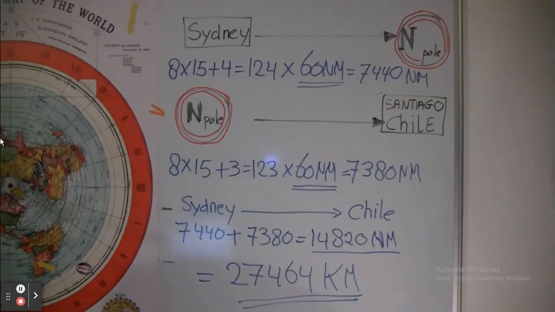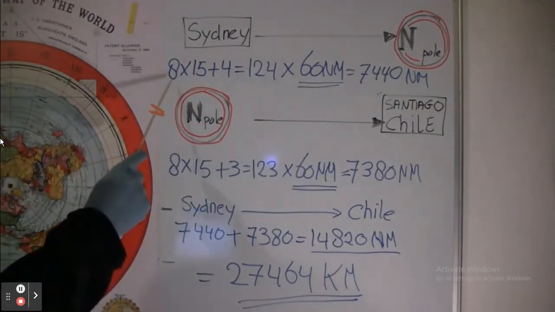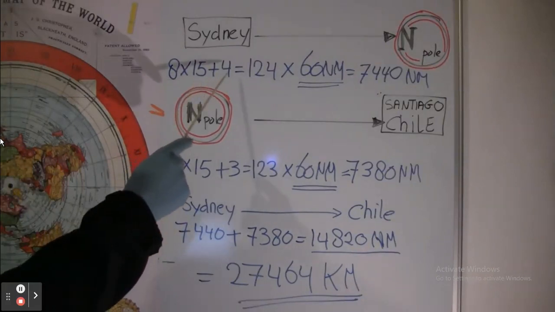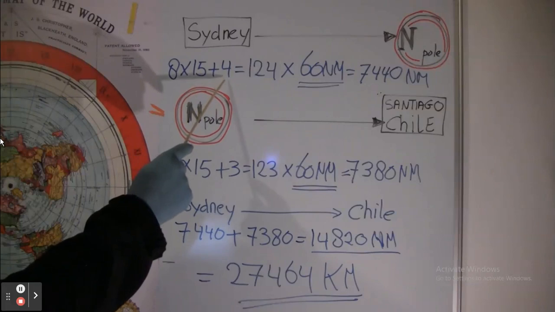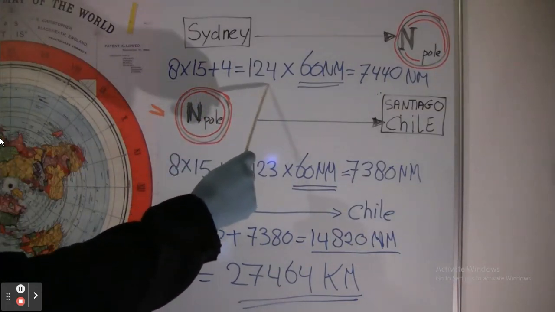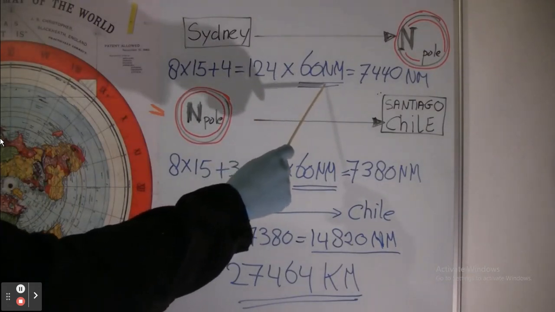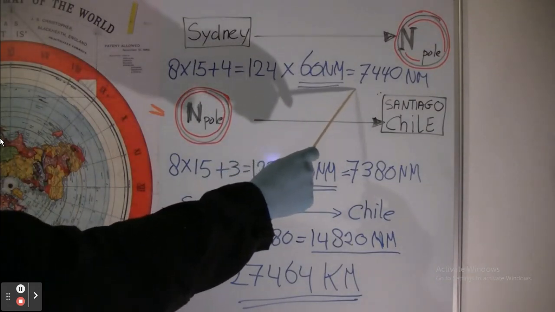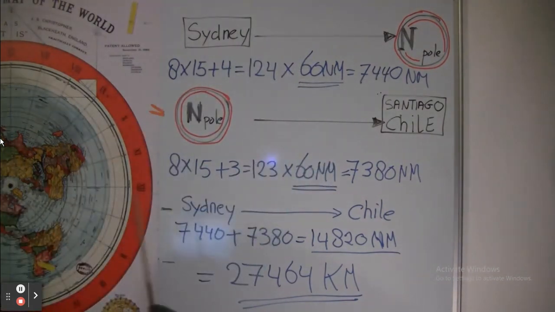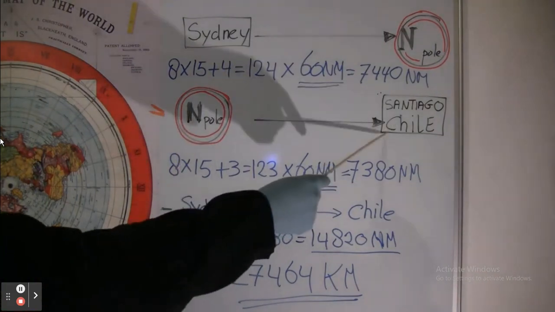It means the distance from Sydney to the North Pole is 8 times 15 degrees for each latitude line, plus 4 degrees to reach Sydney. That equals 124 degrees times 60 nautical miles, which makes a total of 7,440 nautical miles. We do the same from the North Pole to Santiago de Chile.